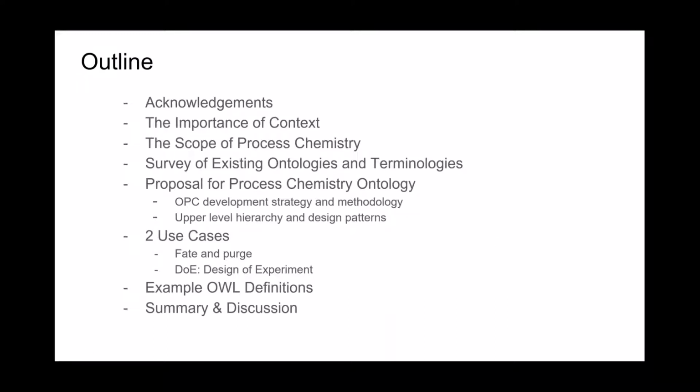So we will introduce the importance of the content, and then we are going to talk about the scope of process chemistry, and then we will survey the existing ontologies and terminologies. Eventually, after we have done all the survey, we found that maybe it's time to propose an ontology specifically for process chemistry, because such a thing has not existed yet. Then we will introduce how we can develop the so-called Ontology of Process Chemistry, the OPC, our strategy and the methodology, and upper level and some design patterns. And then Wes will give two use cases. One is the fit and the purge, another one is DOE, the design of experiment. We are also going to give some of our definitions, and in the end, a summary and discussion.